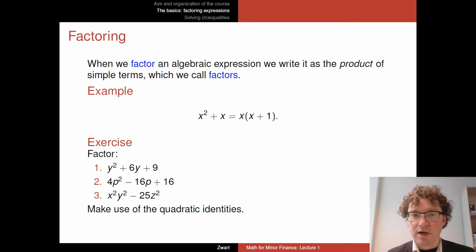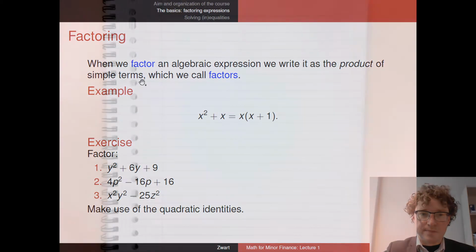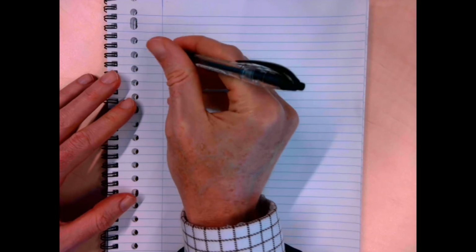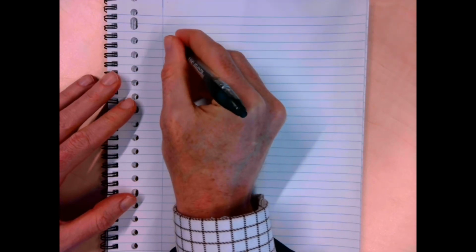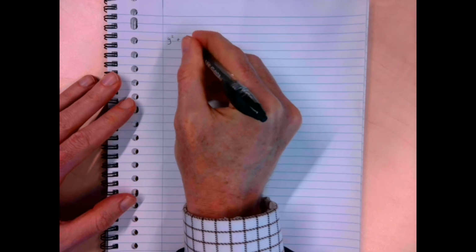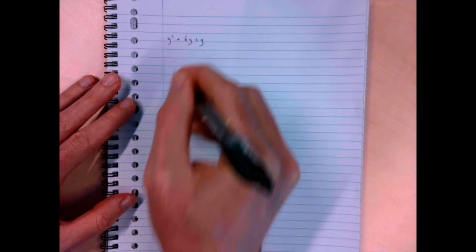So this x and the (x plus 1) are the two factors going into this product. Here it's pretty obvious that this is the case, but we are actually going to look at some slightly less obvious cases in these exercises. So let me look at these three factoring exercises on paper. Let me go to the paper here. The first exercise is this one, y squared plus 6y plus 9.